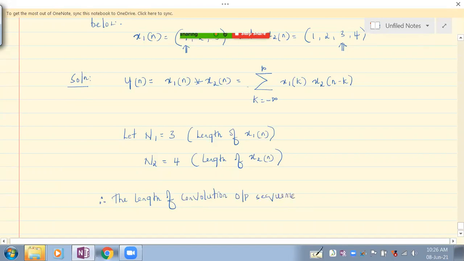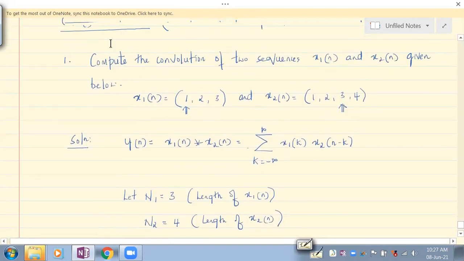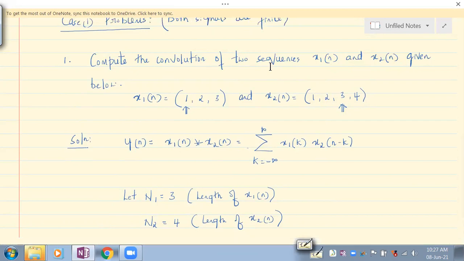sequence. Understand that discrete time signals are also referred to as sequences. That's why they ask us: compute the convolution of two sequences. Continuous time signals are not called sequences, they are called signals only. But in discrete time, they can be called signals or sequences. So they are sequences or discrete signals.